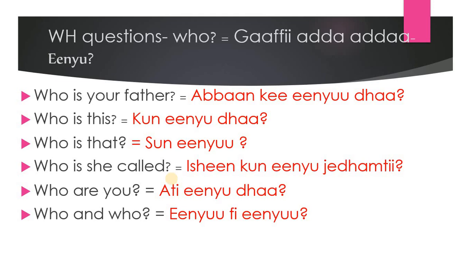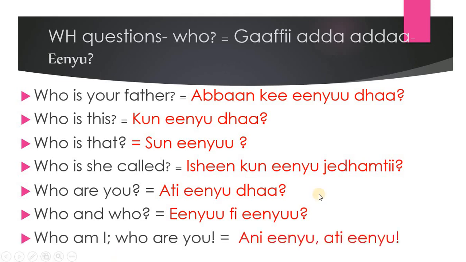Eenyu fi eenyu. Who and who. Who am I? Who are you? Ani eenyu, ati eenyu.